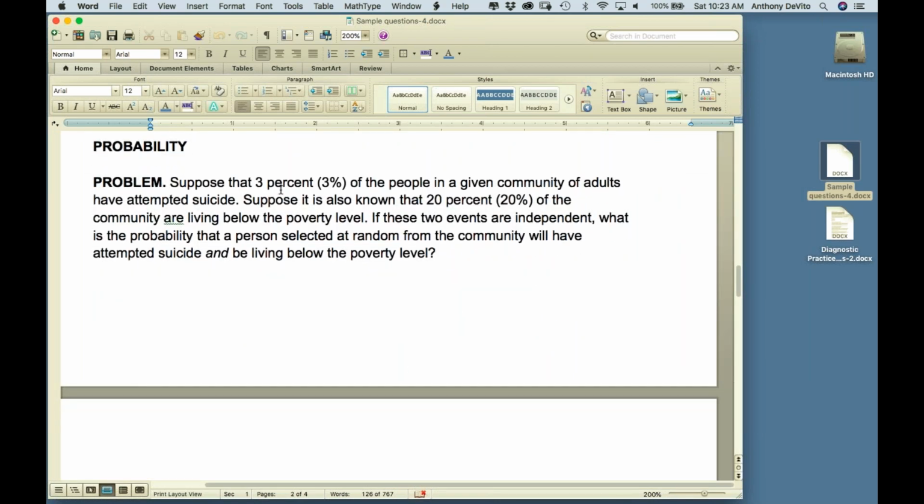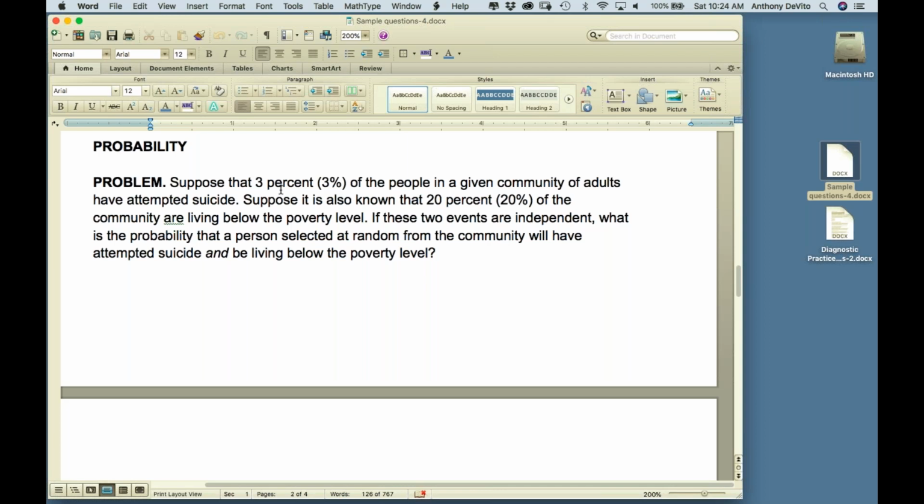Okay, here's one. Suppose 3% of the population in a given community have attempted suicide. Suppose it's known that 20% of the community are living below poverty. If these two events are independent, what is the probability that a person selected at random from the community will have attempted suicide and will be living below the poverty level? Well, if they're independent, that means the probability of attempting suicide and the probability of being below the poverty level have nothing to do with one another. Then we would multiply these two: 0.3 times 0.2, and we would get 0.06.